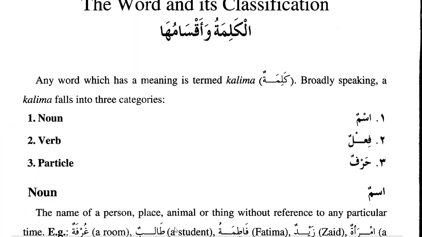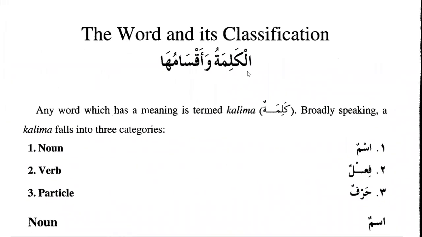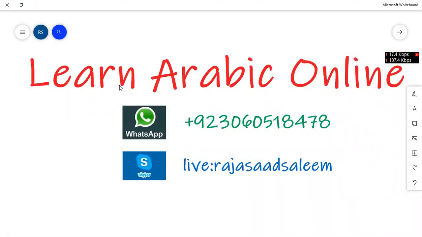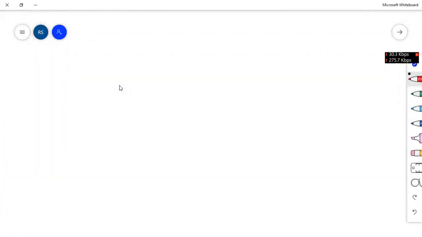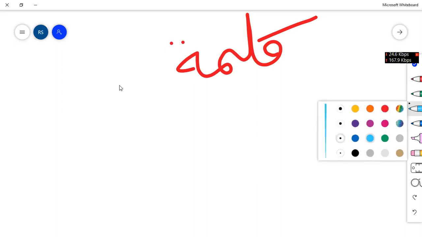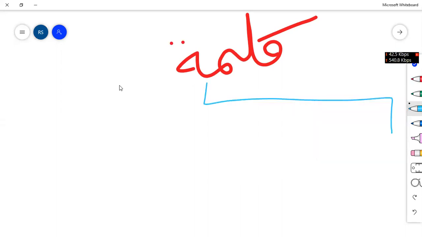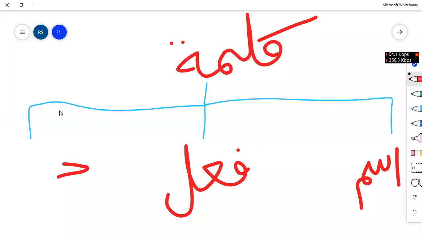So I will give you homework for this also. You just write that there are three types of words. In homework, you will write like this. First, you will write the word kalima here. Kalima means word. Then you write its types, which are three. So here you will write ism. Then you write fail. Then you write harf. In this way, you will do it in the homework.